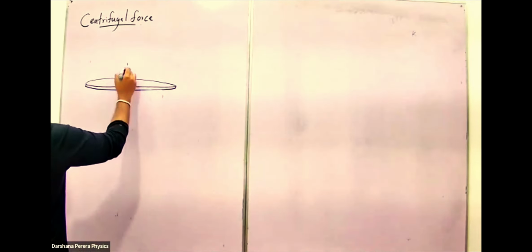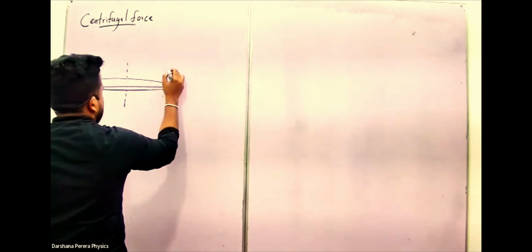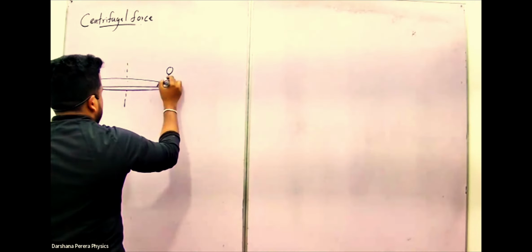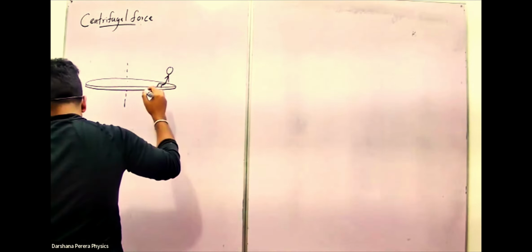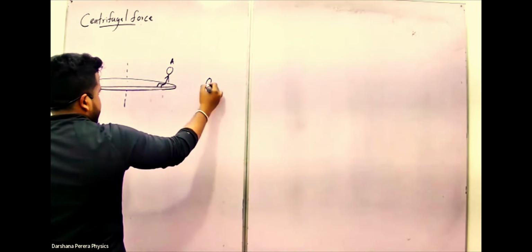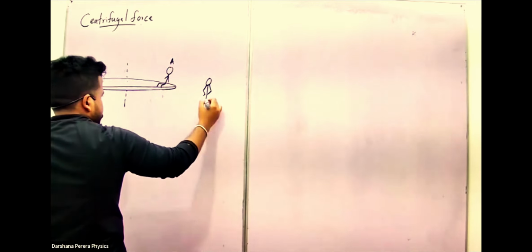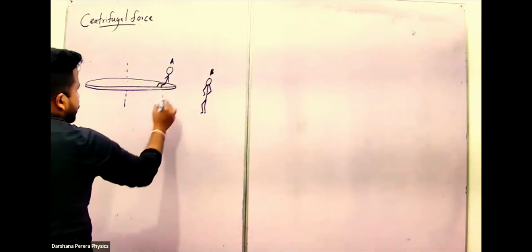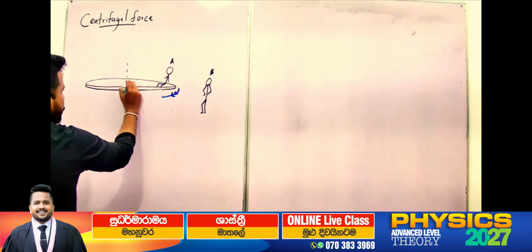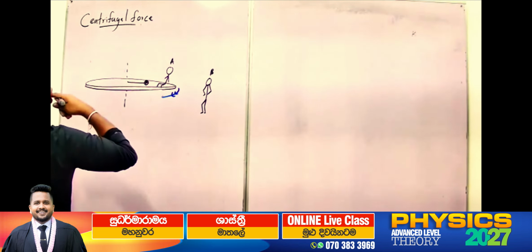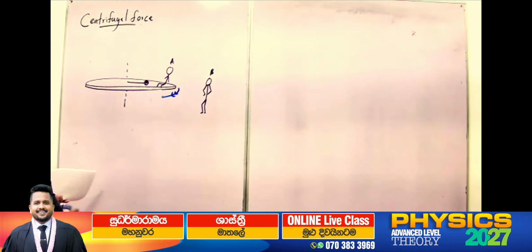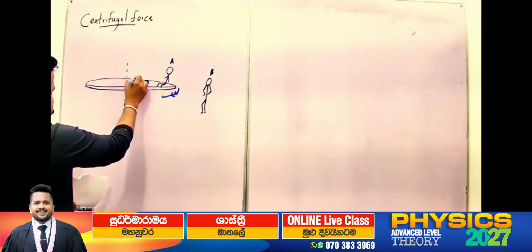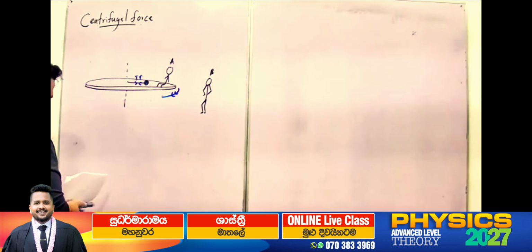Let's take this example. There is a moving plate, a rotating disc. The man is on the plate. We'll think this is A, and there is another man B. This is in rotational motion. Therefore, the man is in circular motion. There is an object connected to the center of the rotating disc, and it is also rotating in circular motion. Right. Write down.